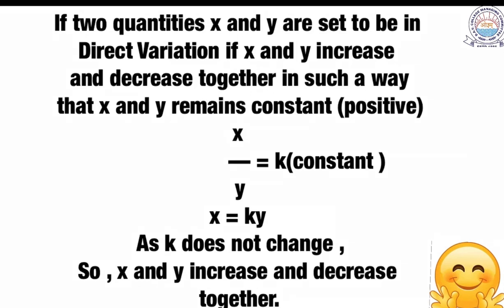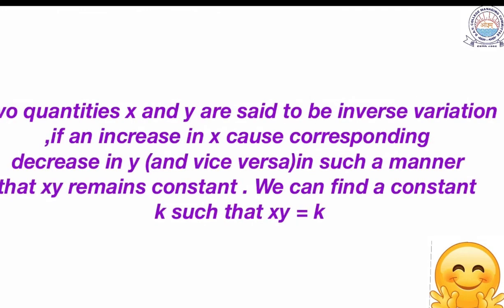Two quantities x and y are said to be in direct variation if x and y increase and decrease together in such a way that x and y remain in constant ratio, and k should be positive. x/y is equal to k. Let us assume k as a constant. So x is equal to ky. As k does not change, so x and y increase and decrease together. Got it? Yes, sir, I got it. This was the definition for direct variation.